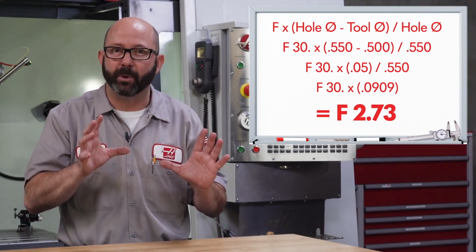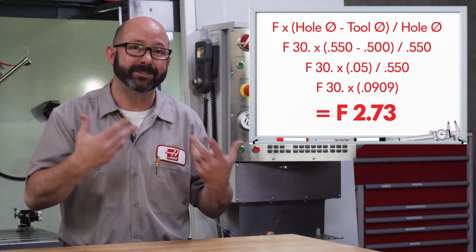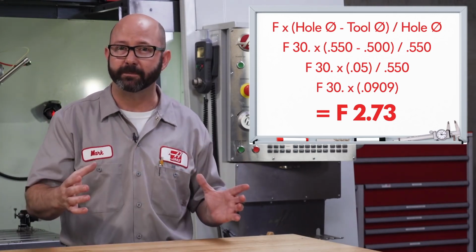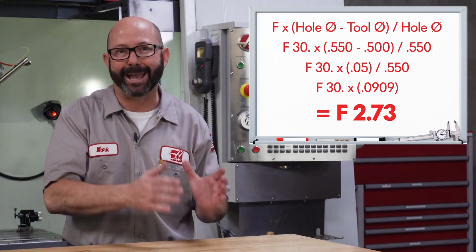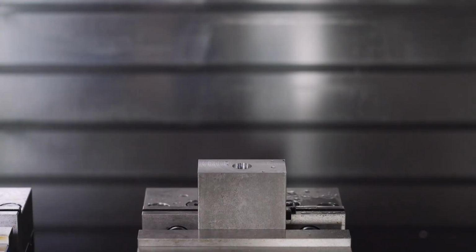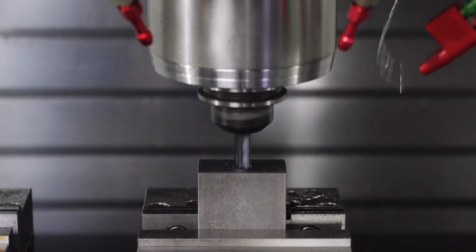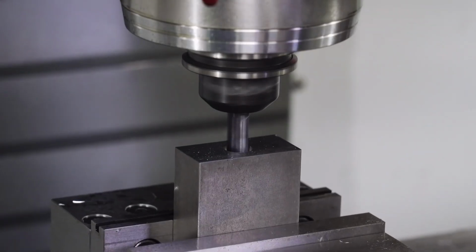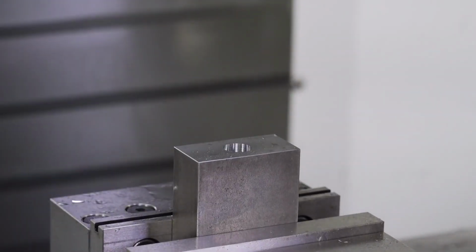Now with that F2.73, at the center line of our tool, we're going to end up with an effective feed rate of 30 inches a minute where it matters, at the edge of our tool. So if our hole diameter is 11 times bigger than our tool path diameter, then we need our feed rate to be 11 times smaller.